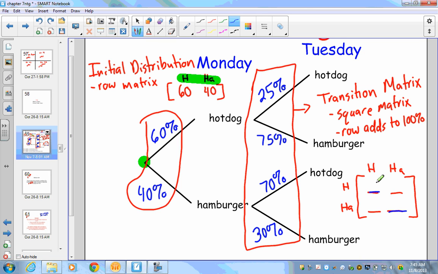So what is the hot dog to hot dog situation? Going back to my tree here, the hot dog to hot dog situation is 0.25, or 25%. Now, each row has to add up to 100%, so if that's 25%, that's got to be 75%. Now, hamburger to hamburger is 30%, which means this right here is 70%. At this point, the hardest part is done, being able to create your matrices. So I'm going to pause the video. You copy down these two matrices, and then we're going to do some matrix operations.